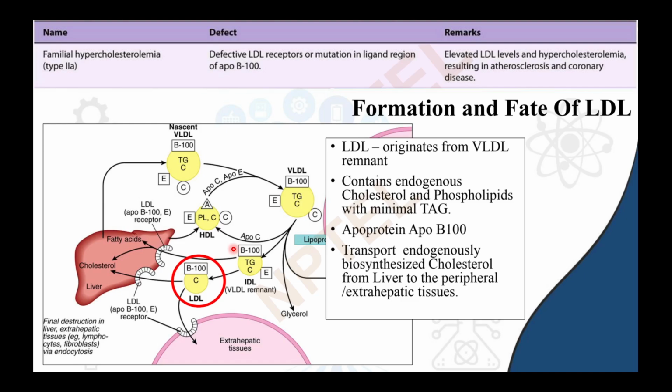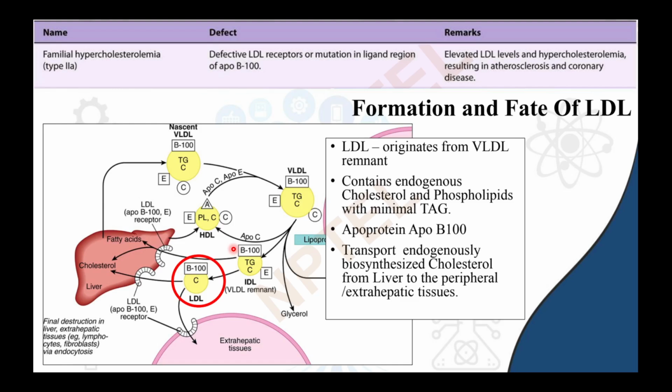That LDL can either go into the liver by the LDL receptor present in the liver, that is the hepatic LDL receptor, and there the cholesterol is taken up by the liver. And also LDL can enter the extrahepatic tissue by the same receptor, where it can transport the cholesterol. So basically, due to the defect in the LDL receptor, it's mainly the defect in the LDL receptor of the extrahepatic tissue. There are elevated levels of LDL, and it leads to hypercholesterolemia.